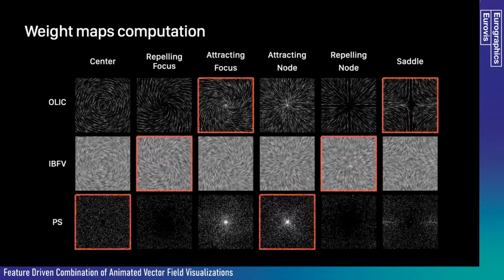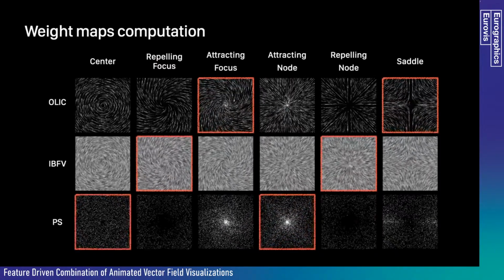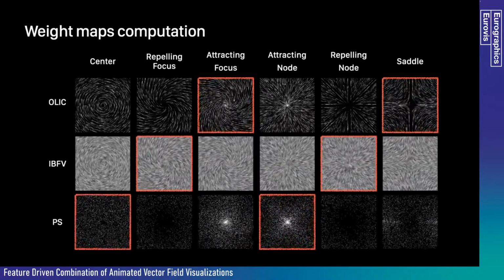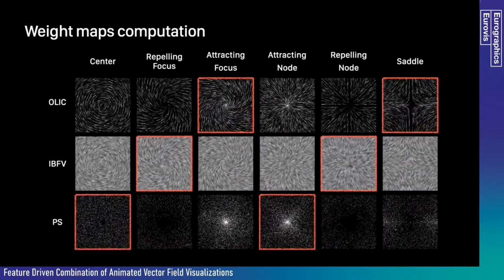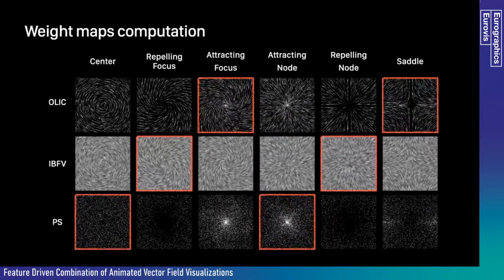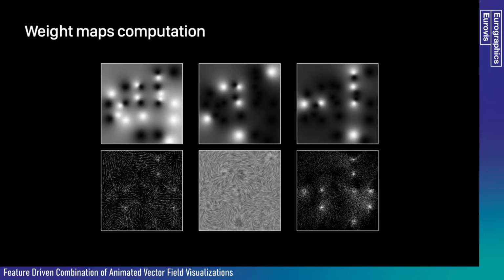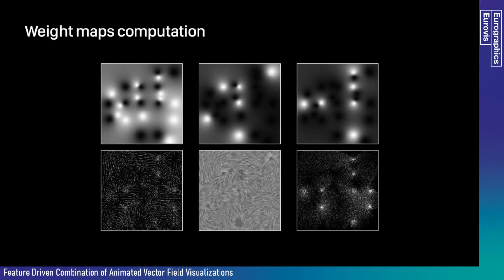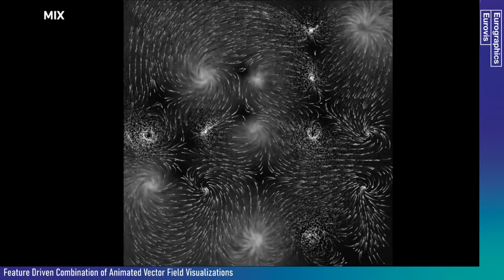So this results in using particle system for center and attracting node, image-based flow visualization for repelling focus and repelling node, and oriented line integral convolution for saddle and attracting focus. Here we have the computed weight maps for each technique. The weight maps will be used to determine the translucency of each technique, resulting in the mixed visualization.